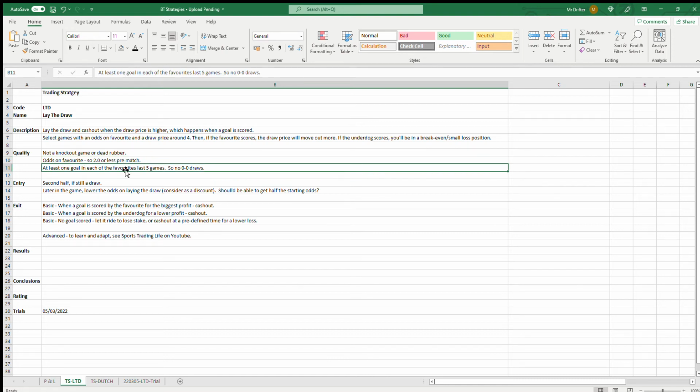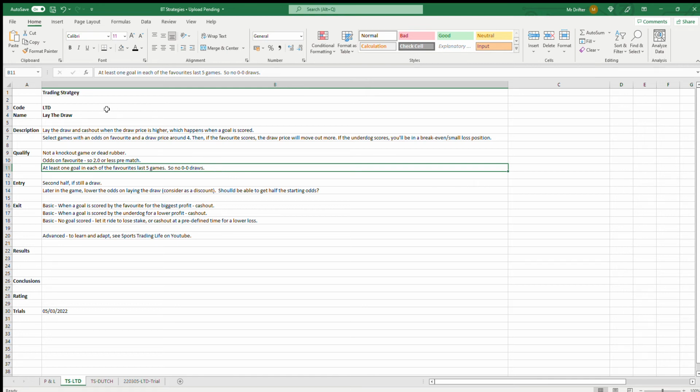And then the next category I've just picked is that you look at the favourite's last 5 games and make sure there's been at least one goal in those last 5 games, because ideally you're not really bothered if they've ended in draws so much, but as long as there's been a goal, basically no 0-0 draws.